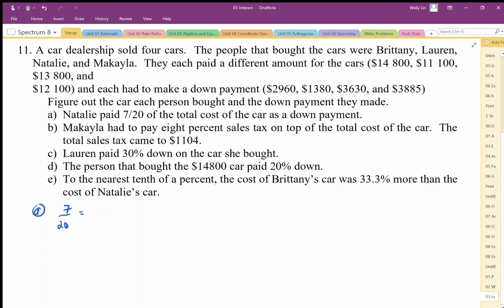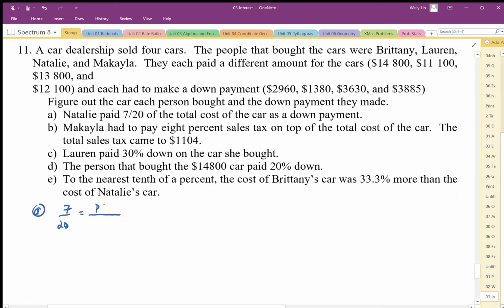For this problem, we're going to have to look at all the parts and figure out how one relates to the other. So first of all, let's just see what this looks like. I've already put down Natalie. Natalie paid 7/20 of the total cost of the car as a down payment. So her ratio of down payment to total looks like this.